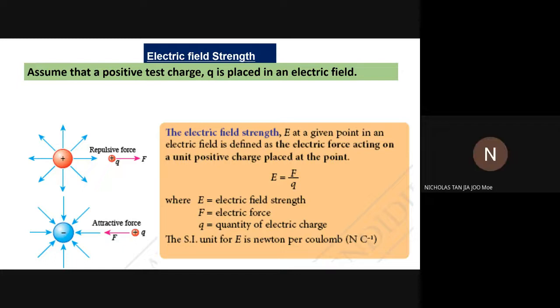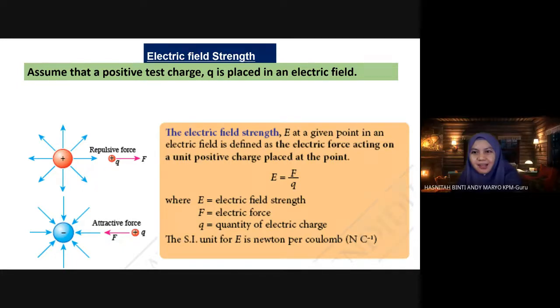A region where a charge experiences electric force. Okay, it is a region where a charge experiences an electric force. Area that electric covered. So it is an area where a charge experiences an electric force. Region means area. Again, it is a region where a charge experiences an electric force.